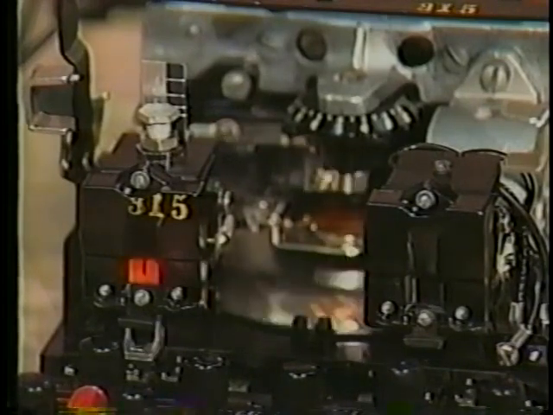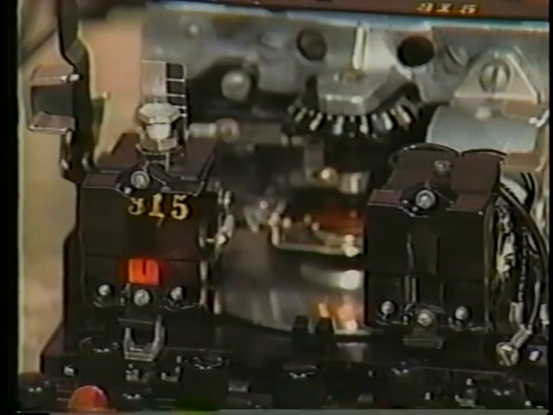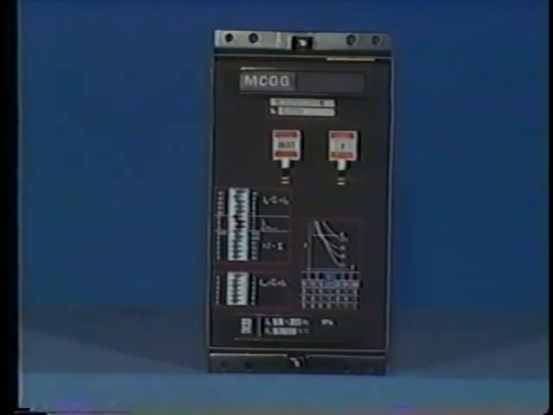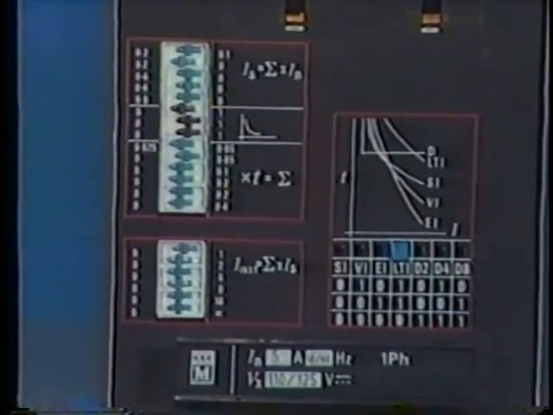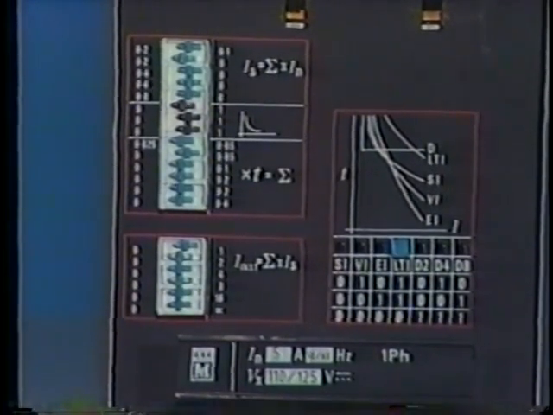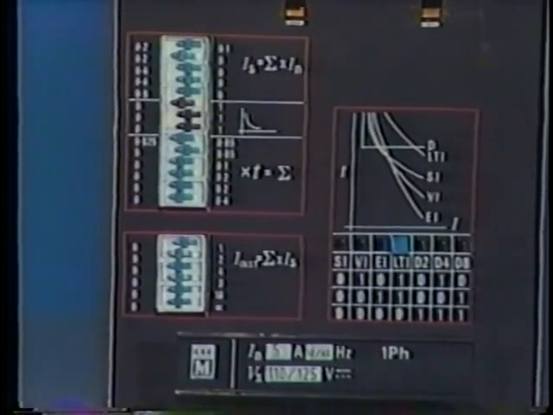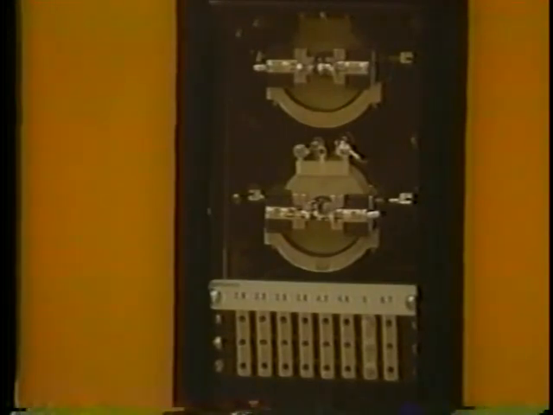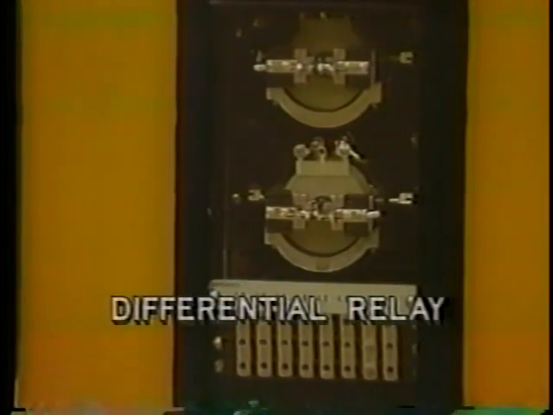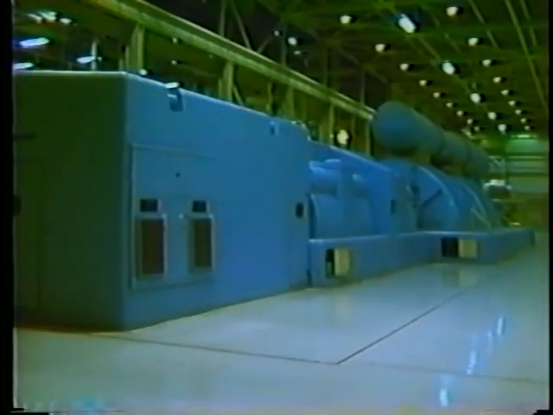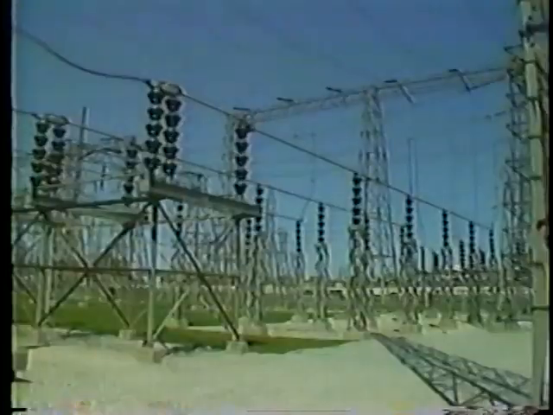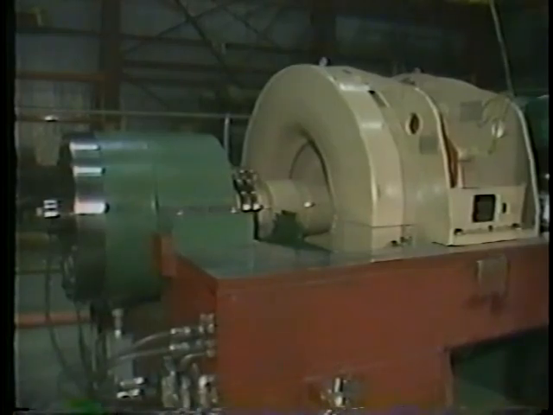Most of these relays are available in both electromechanical or solid-state form. Either way, although the hardware is different, the operating features, characteristics, and adjustments are similar. One of the most sensitive methods of protection is provided by the differential relay, device number 87. Indeed, this is usually the first choice for protection of such items as generators, transformers, buses, and large motors.